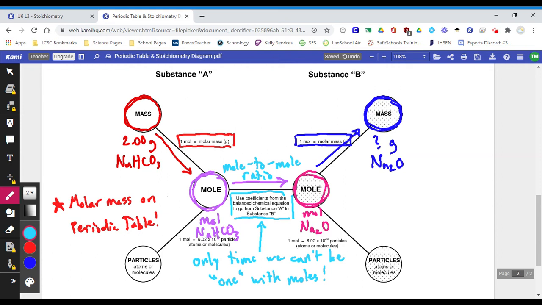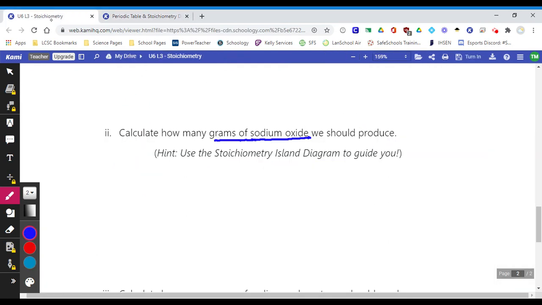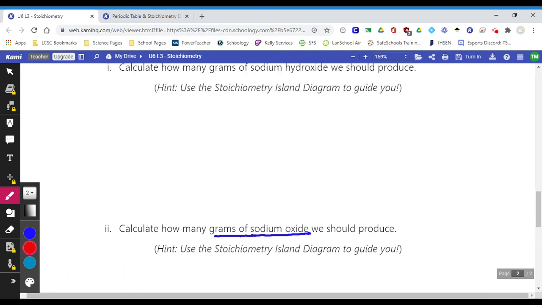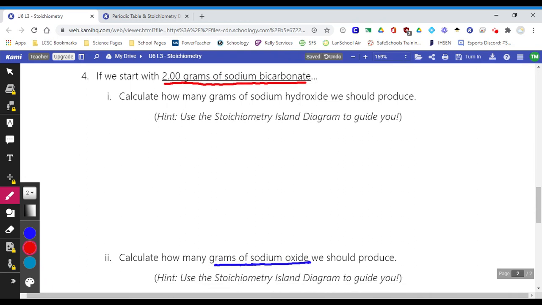Okay, so let's try and work this out using this chart, or this path we've charted out, to hop from island to island here, from bubble to bubble. So we're going to start with going from grams of NaHCO3 to moles of NaHCO3. And we're going to let this guide us and show us what units we need to change to. Okay, so we're starting with 2.00 grams of NaHCO3, and we were just given that up here, starting with 2.00 grams of sodium bicarbonate.